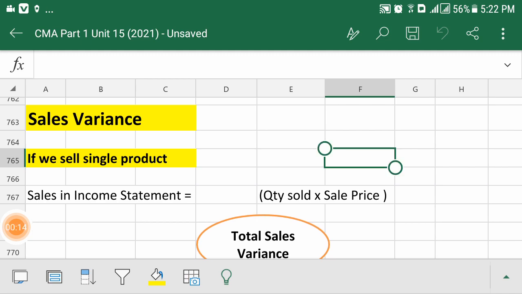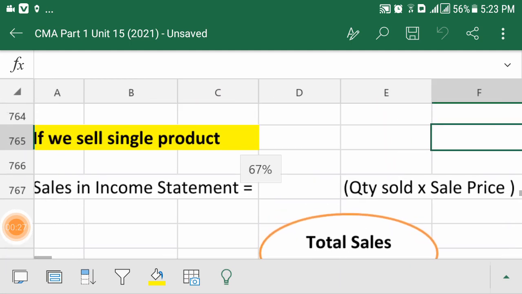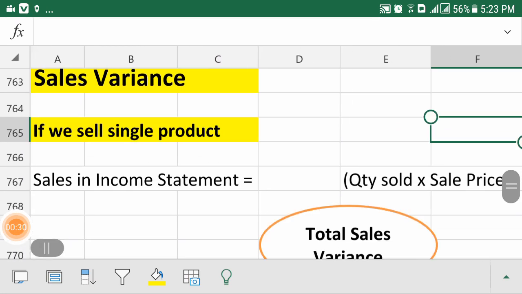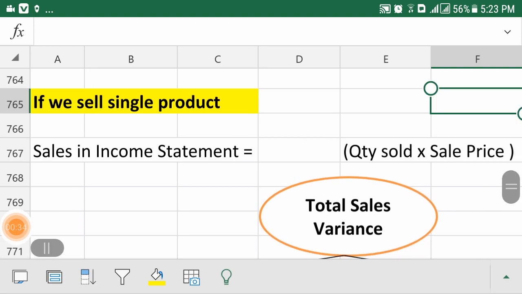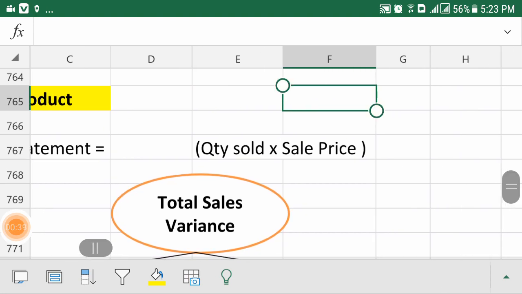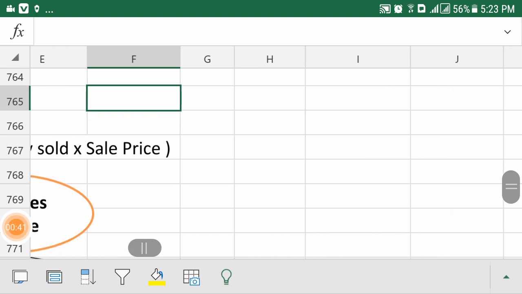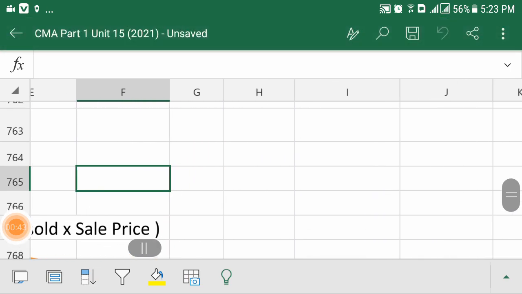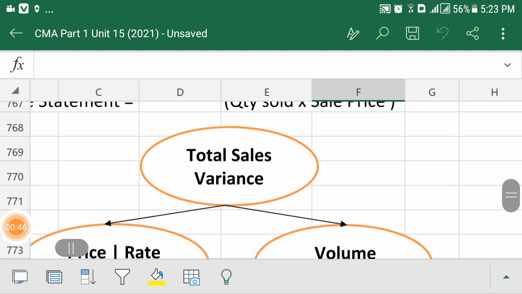So if we sell, especially a sales product, the sales is arising from the sales price and the product, the quantity we have made. So let me zoom in a little bit. If we sell a single product, then in the income statement we multiply quantity sold into sales price, and on this side quantity sold into the price, and we get the total sales.